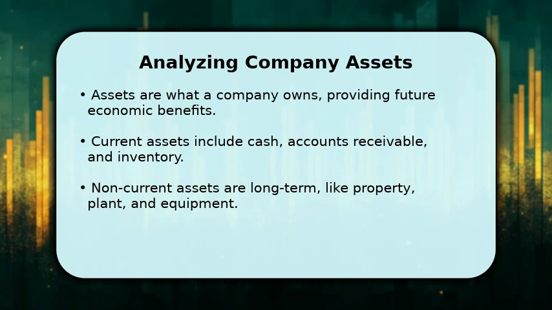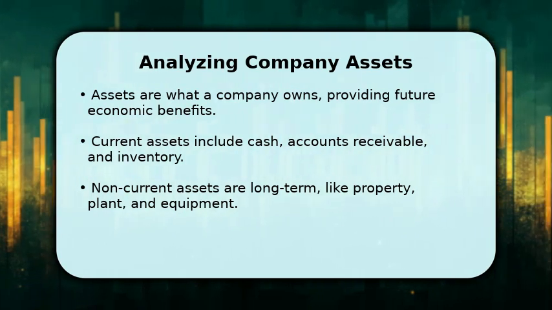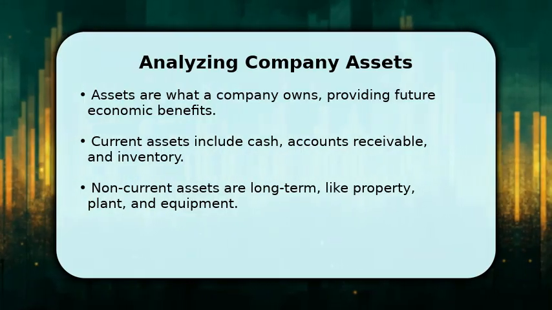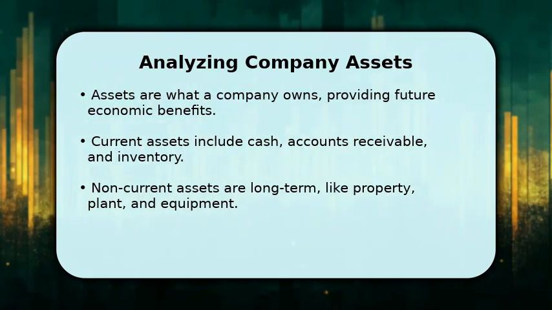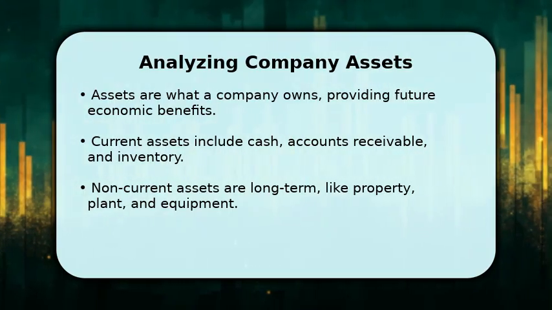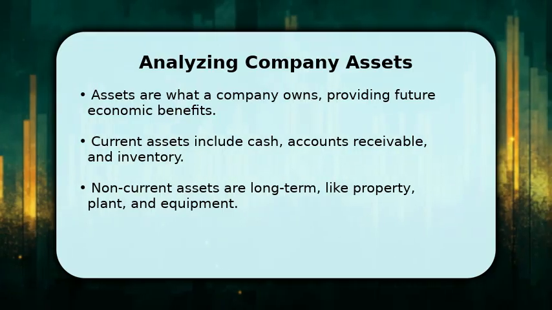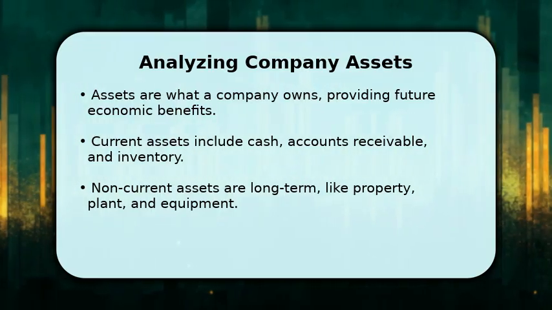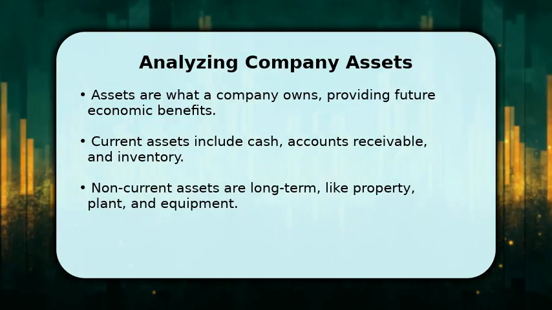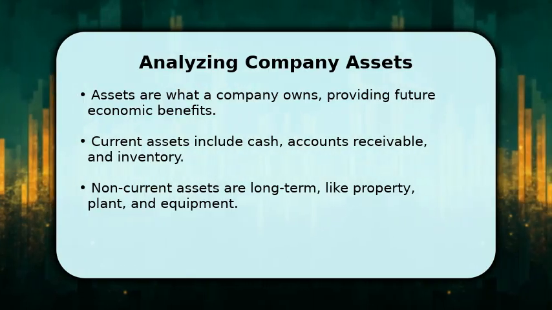Let's start with assets, which are everything a company owns that has economic value. These are typically divided into current and non-current assets. Current assets, like cash or inventory, can be converted to cash within 1 year. Non-current assets, such as buildings or machinery, are long-term investments. Analyzing these helps you understand a company's resources and operational capacity.